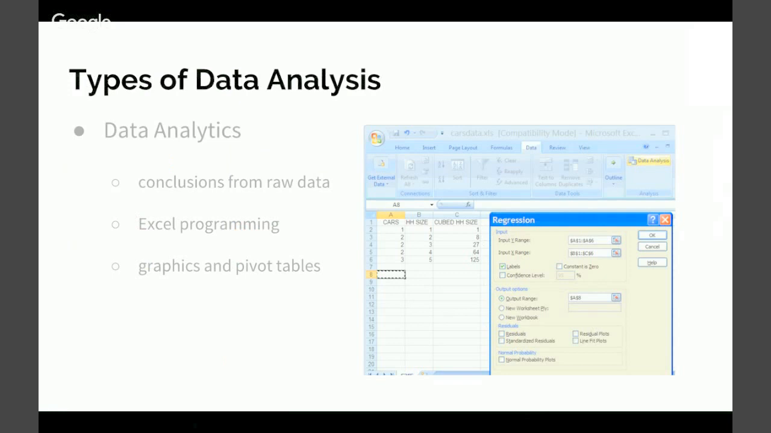Along with the various stages in the data analysis process, there are a few different types of data analysis as well. A few of the bigger types include data analytics, data mining, and data computing. As far as data analytics is concerned, it examines raw data in order to draw conclusions about information and is used in programs like Excel to create many graphics and pivot tables.